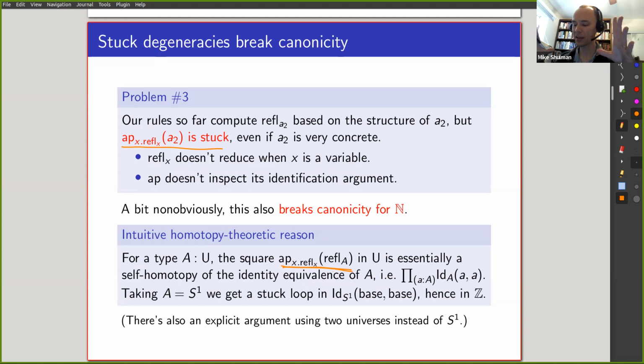And a square with constant boundaries is essentially a self-homotopy of the identity equivalence of a type. So it's like the homotopy from the identity, the constant homotopy, or a map from that type to itself. And a self-homotopy of the identity is essentially an element of this thing, which is sometimes called the center of an infinity groupoid, which picks out a loop at every point. So in particular, if I take A to be something like the circle, then I get a loop at base, which is stuck because it came from this stuck term, and the loops at base in the circle are integers, and so I have a stuck integer. You can also give an explicit argument using two universes that doesn't require having a circle. So however you do it, we have a problem. We need to be able to compute with this thing.